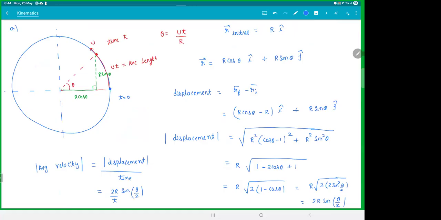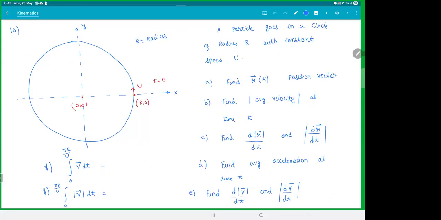Anyone not convinced with the coordinates or the magnitude or 1 minus cos theta, anything that you're not clear about here? Great. Let's go with the rest.